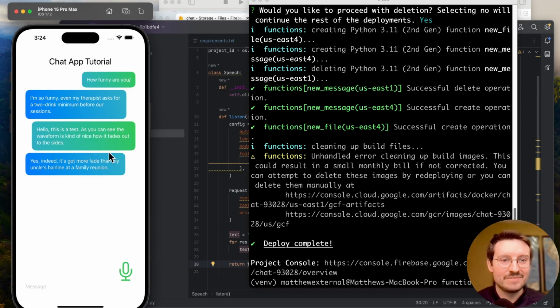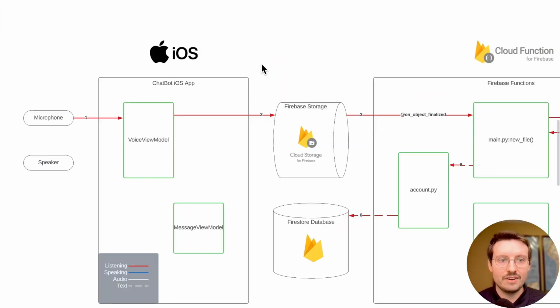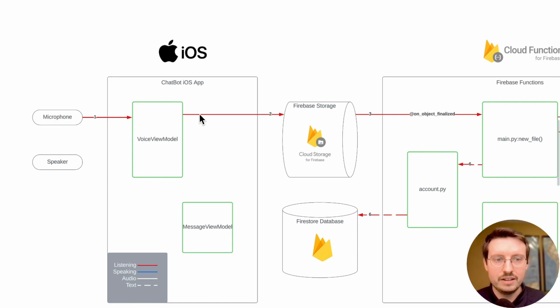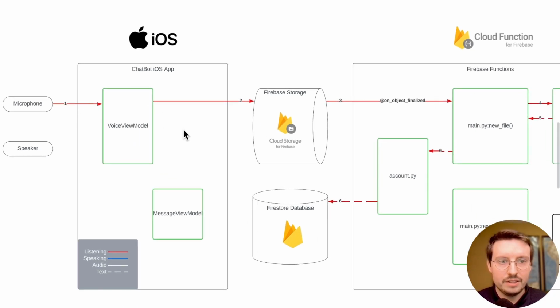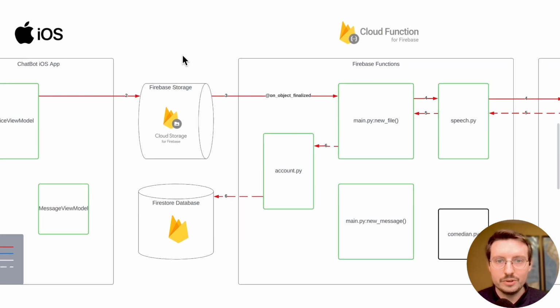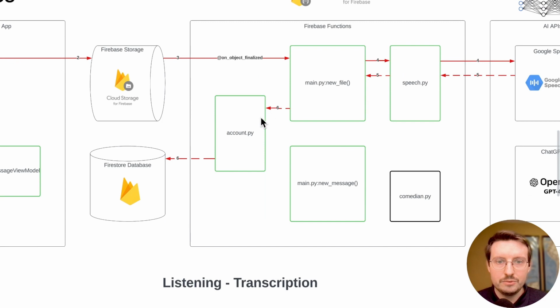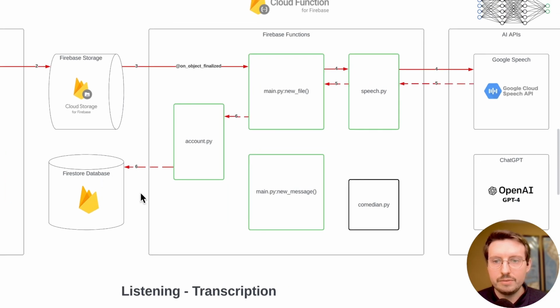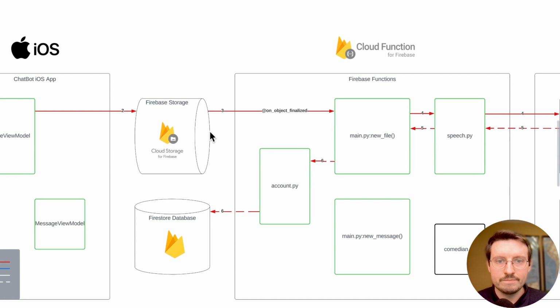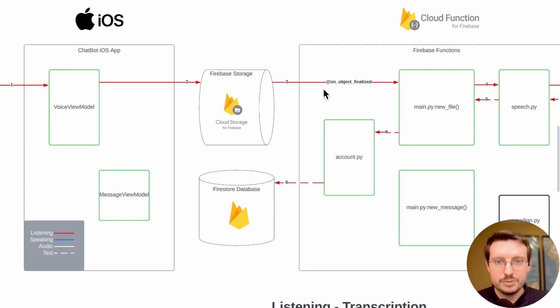That's pretty funny. Okay, cool. So we have transcription handled. And so we have audio being recorded on the microphone, passed by the voice view model to Firebase storage. That triggers the Firebase function, which is called new file. That then calls speech.py listen. Speech.py passes it off to Google Speech. The text comes back and we create a new message, and then all of the previous logic is running. So that is listening and transcription.